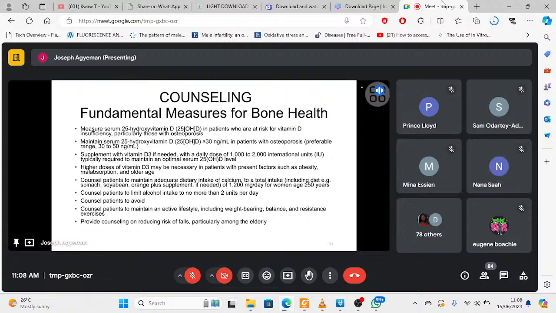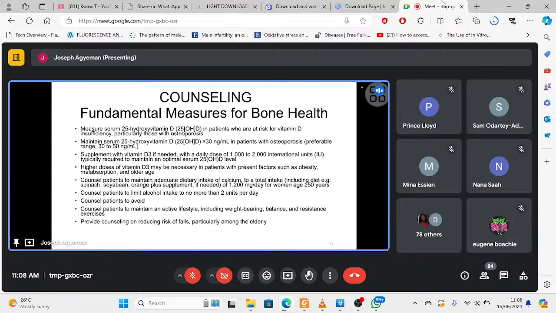All right. So now we will take advantage of the counseling and look at some non-pharmacological management to augment the pharmacological management. So, fundamental measures of bone health. These are the things that you need to incorporate when it comes to the counseling and the non-pharmacological management.